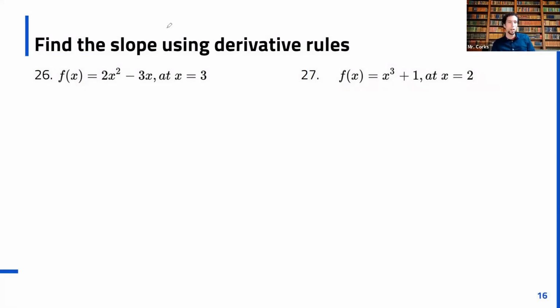All right, two more of these questions. I want you to find the slope of this function here. So f of x equals 2x squared minus 3x. Give me the slope of that function at x equals 3. And then same thing here. We just had these examples earlier. I want the slopes at these two points. So go ahead.